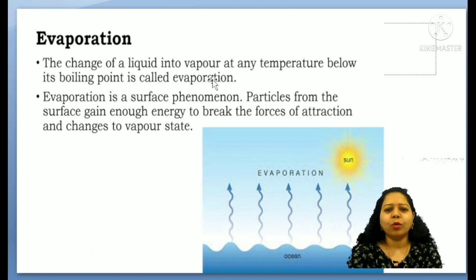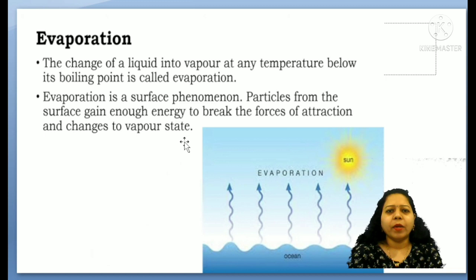The change of liquid into vapor at any temperature below its boiling point is called evaporation. Now we know that at its boiling point, every liquid turns into its vapor state. But below boiling point, if any liquid turns into its vapor, then that process is known as evaporation. Evaporation is a surface phenomenon. Particles from the surface gain enough energy to break the forces of attraction and change to vapor state. Now we are saying evaporation is a surface phenomenon.